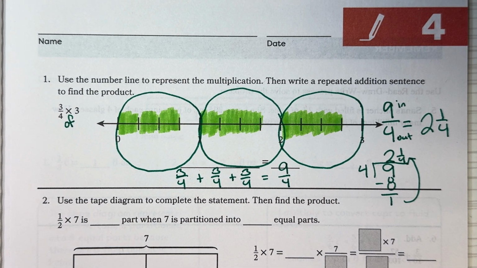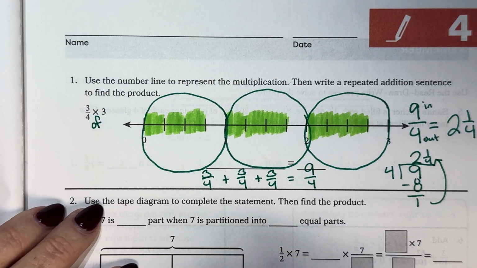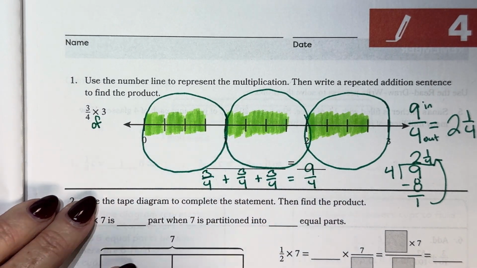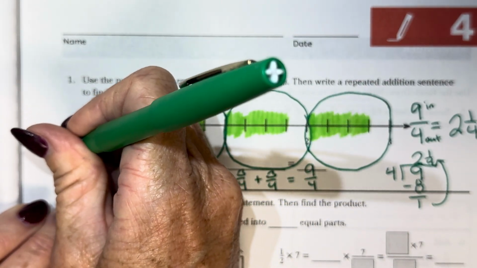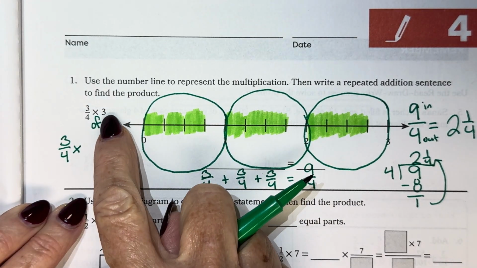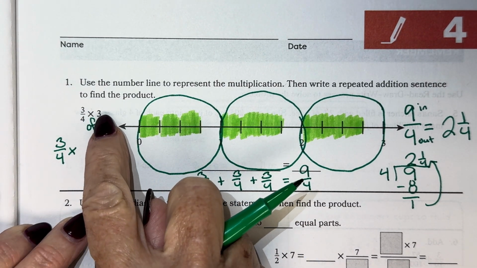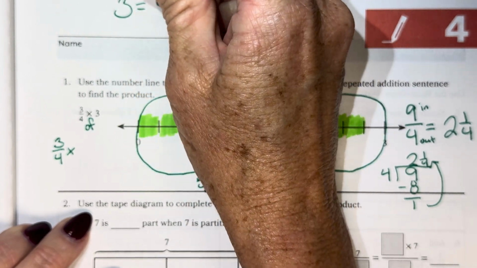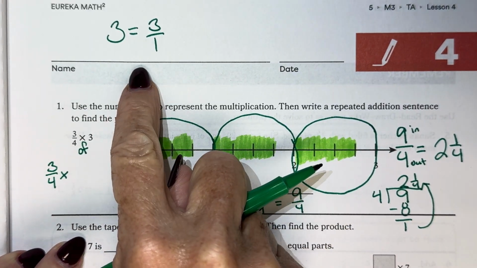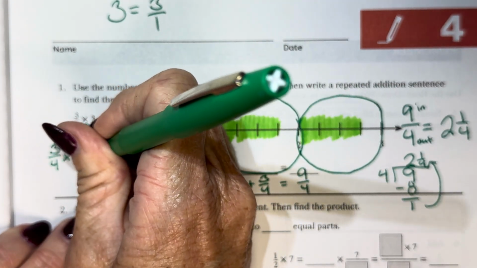Now, if we did our strategy, I would set it up horizontally, having a fraction times a fraction. So the 3/4 is already a fraction. The 3 is not a fraction. So the way I can make the 3 a fraction is any whole number over 1. So 3 is the same as 3/1. Any whole number over 1. So I would get 3/1.